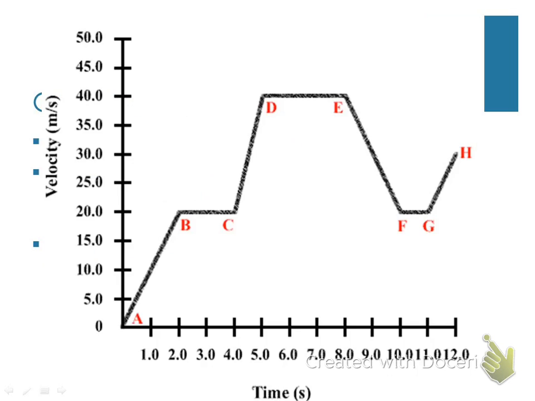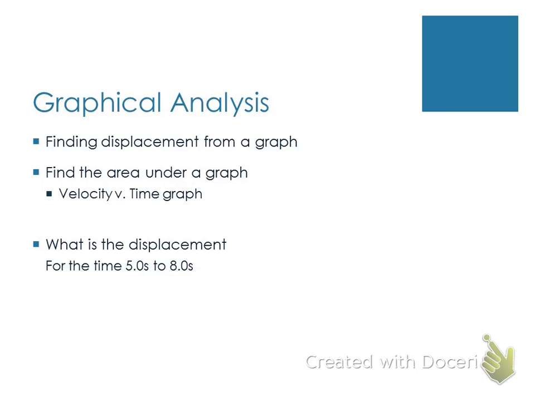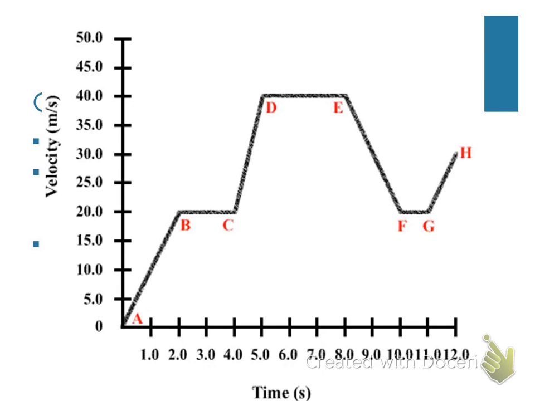Okay. So on this velocity versus time graph, we know that if we want to find the displacement, we find the area under the graph. So let's find the displacement from 5 seconds to 8 seconds on this graph. I don't know if this graph is on your handout or not, so I'm just going to do it up on the board here. 5 seconds is right here. Eight seconds is right there.